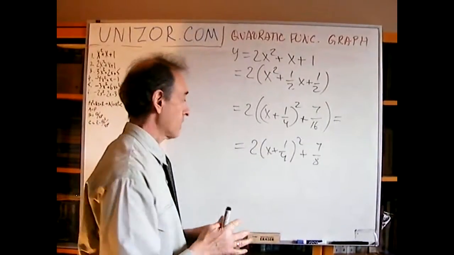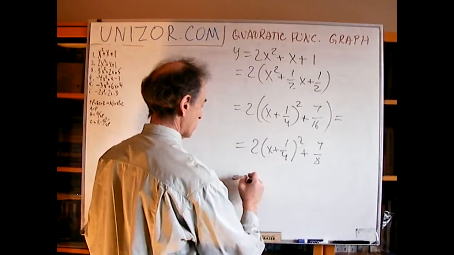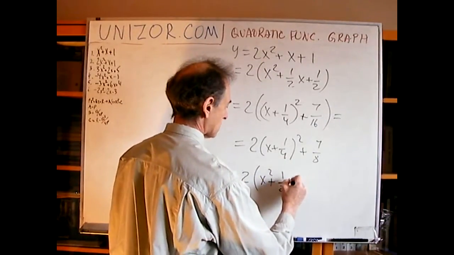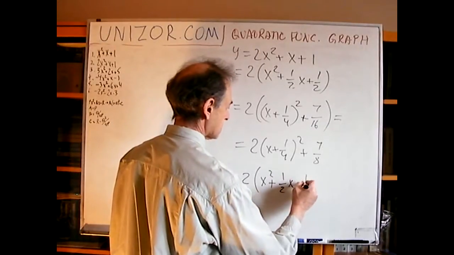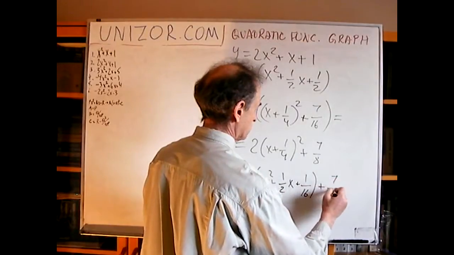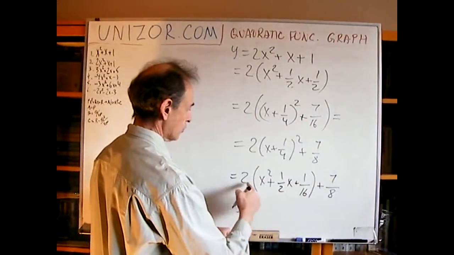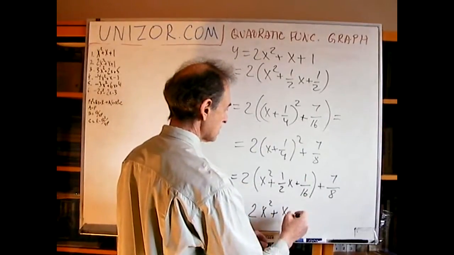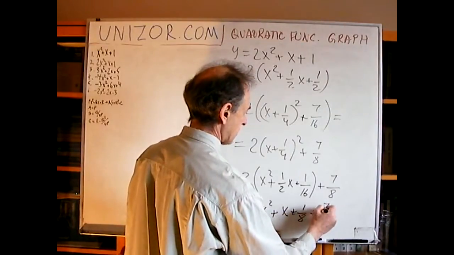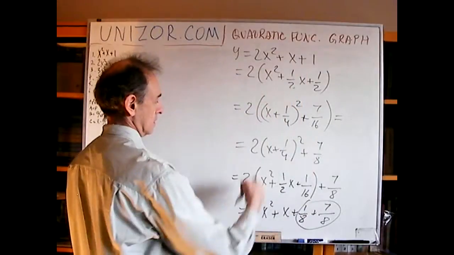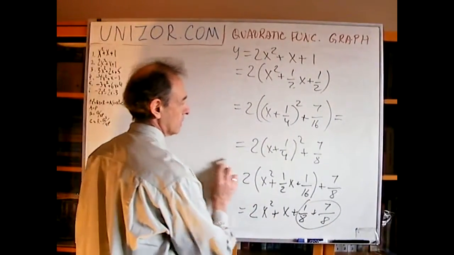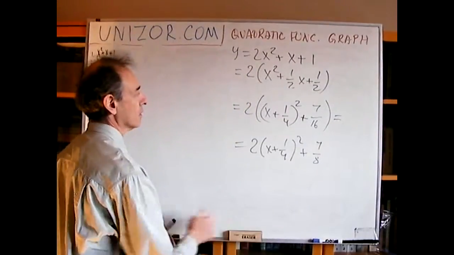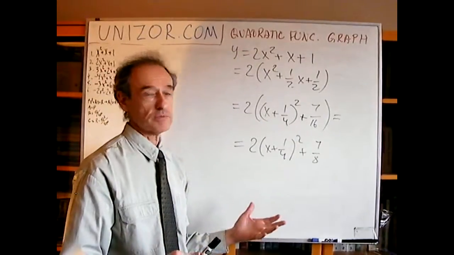Just in case, let me check if I'm right. Equals 2 times x squared plus 2 times x times 1/4, so it's 1/2 x, plus 1/4 squared, which is 1/16, plus 7/8. Multiply: 2 times x squared, it's 2x squared, plus 2 times 1/2 x is x, 2 times 1/16 is 1/8, plus 7/8. 1/8 and 7/8 is 1, so everything is fine. So this is just checking, but most important is that I have converted my original general representation of quadratic function into full square.